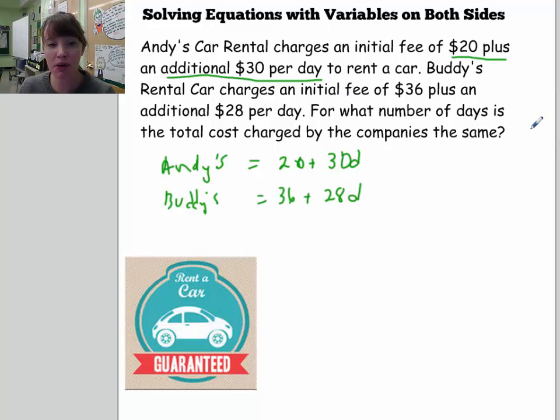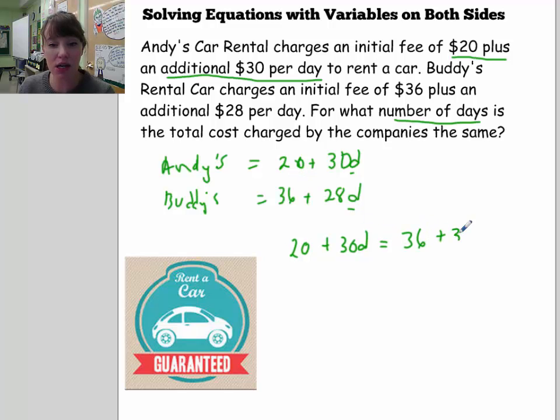Now the question is, for what number of days is the total cost charged by the company the same? What we're trying to figure out is when these two equations are equal to each other. Both of these equations represent the charges, so the trick is to set them equal to each other: take Andy's cost and set it equal to Buddy's cost.